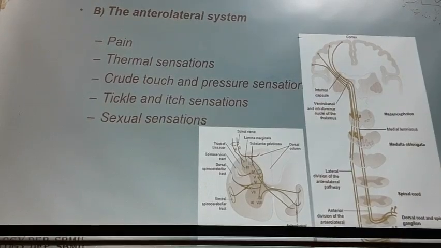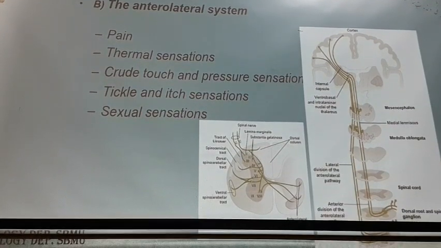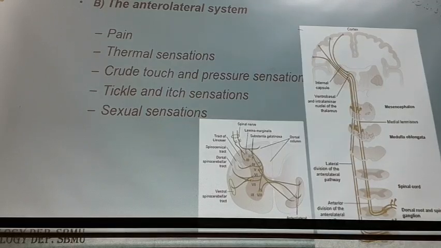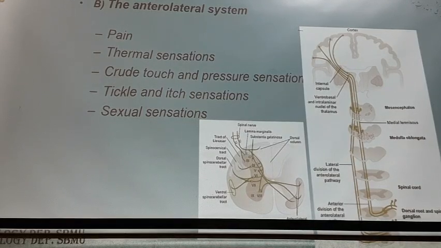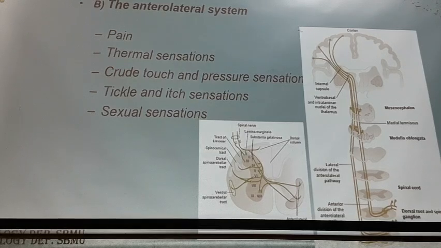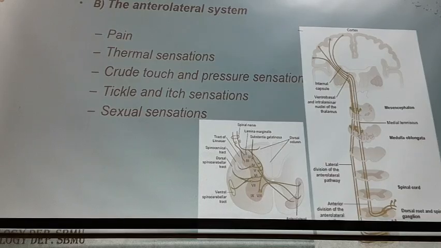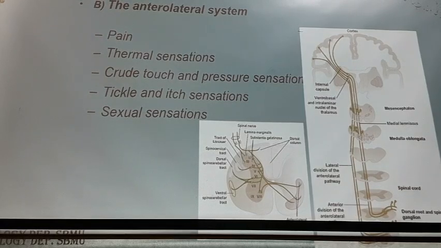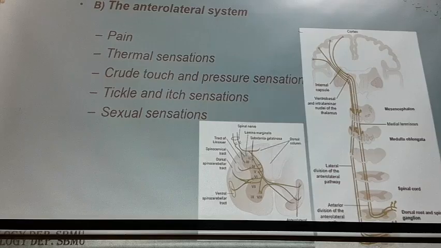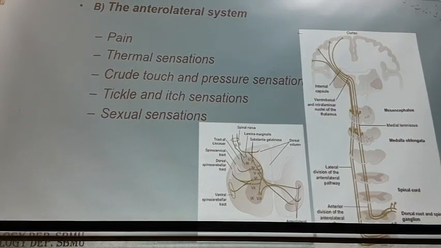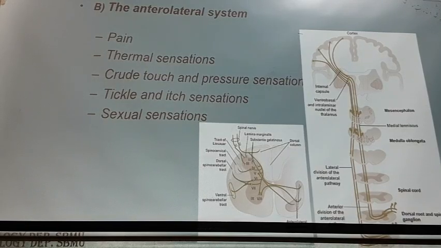The third pathway is the anterolateral system. I told you that the dorsal column pathway was responsible for precise and very detailed sensory information. But crude touch sensation, tickling, itching, pain, temperature, these are sensations that are not very rapid. Therefore, they do not use the dorsal column. They use the anterolateral.